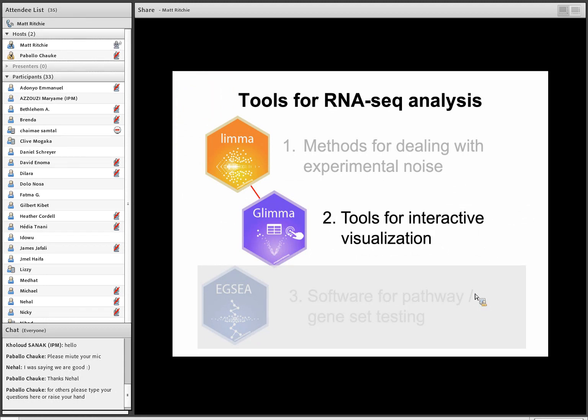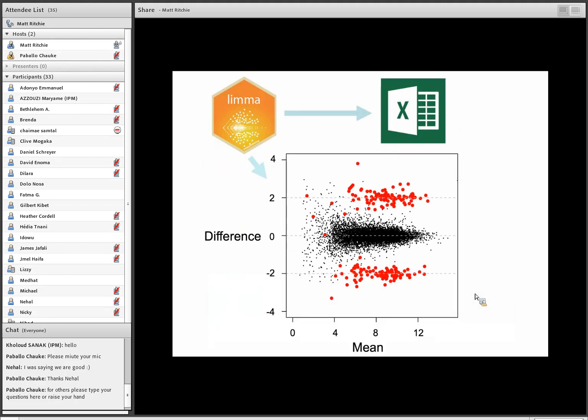So the final topic that I'm going to touch on just briefly is tools for interactive visualization of gene expression analysis. So you do your limma analysis, you'll get a table of results that you might often send to your collaborators as a spreadsheet. And then often you'll make a plot where you highlight the significant genes. Here's a mean difference plot. We've got average gene expression on the X and the log fold change on the Y. And so these red points highlighted here are some significant differentially expressed genes detected by our analysis.